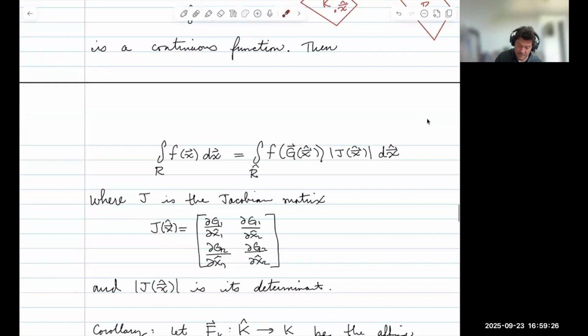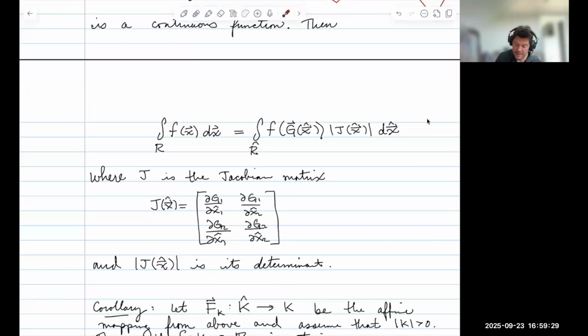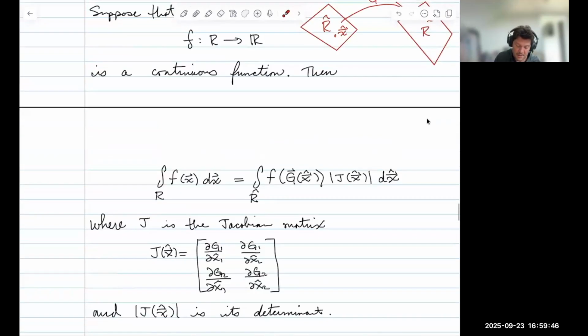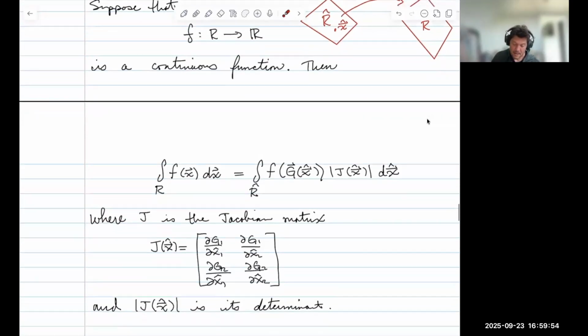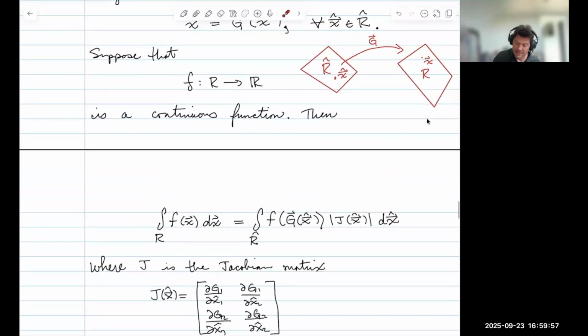So what's the Jacobian matrix? The Jacobian matrix is the Jacobian matrix for that mapping G. It's just going to be the derivative of G1 with respect to x hat 1, etc. So this is the standard integral transformation theorem that you saw from Calculus 3 way back many years ago. And all we're doing here is transforming our space the way that you did it back in Calc 3 or Calc 2, wherever you saw this theorem.